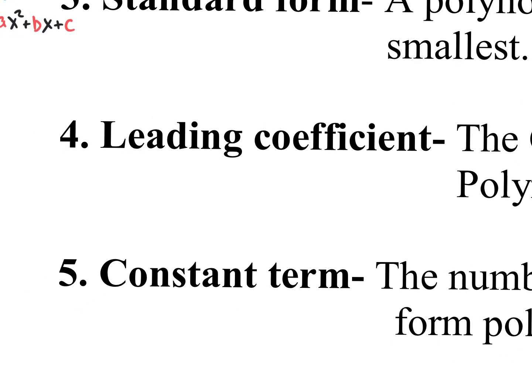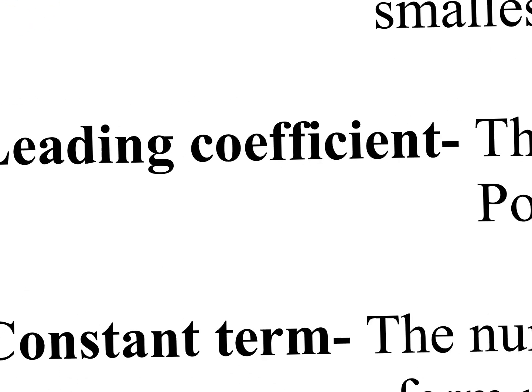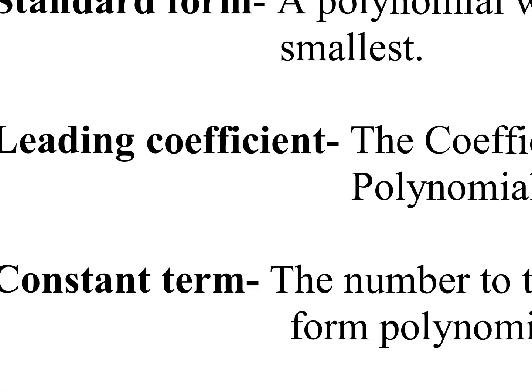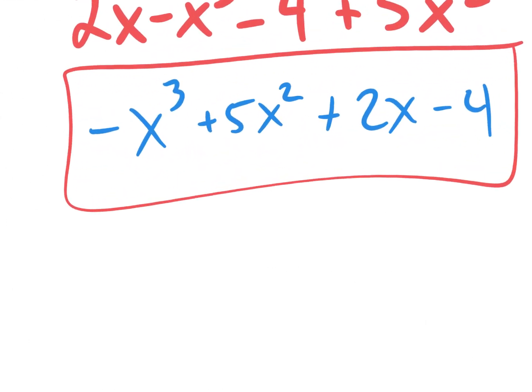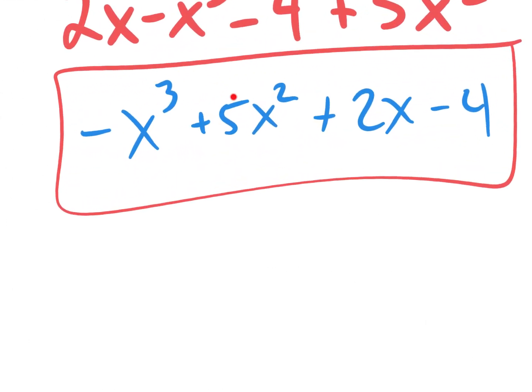And then there's this other vocab word, leading coefficient. Leading, obviously, means it's in the front. Coefficient, what is a coefficient? It's the value in front of your variable. So if I said, what is the coefficient of x squared? The coefficient of x squared is 5. If I said, what is the coefficient of x? That would be 2. Coefficient is simply the number in front of your variable. Now, if I say, what's the leading coefficient? That's saying when it's in order, what number's out in the front? The leading coefficient is negative 1. You guys got the vocab.